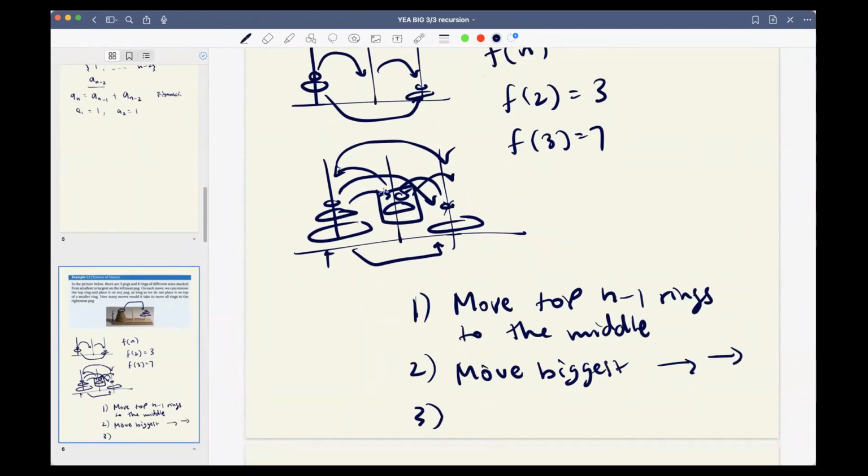And then after that, what do you do? Well, you're in a state where you have n-1 rings that are in order in the middle, and then you have the big one on the right here. So you're just going to move all these ones in the middle to the right. So the top n-1 to the right.